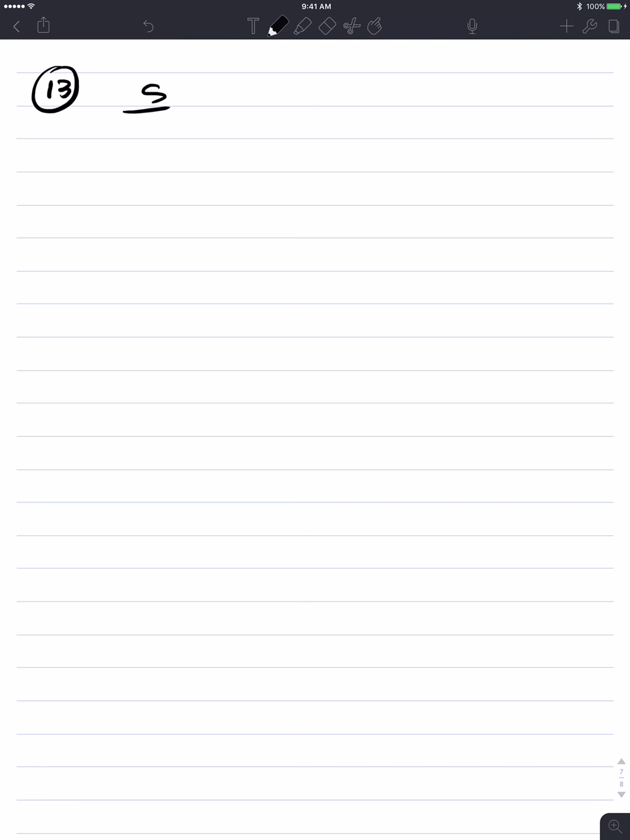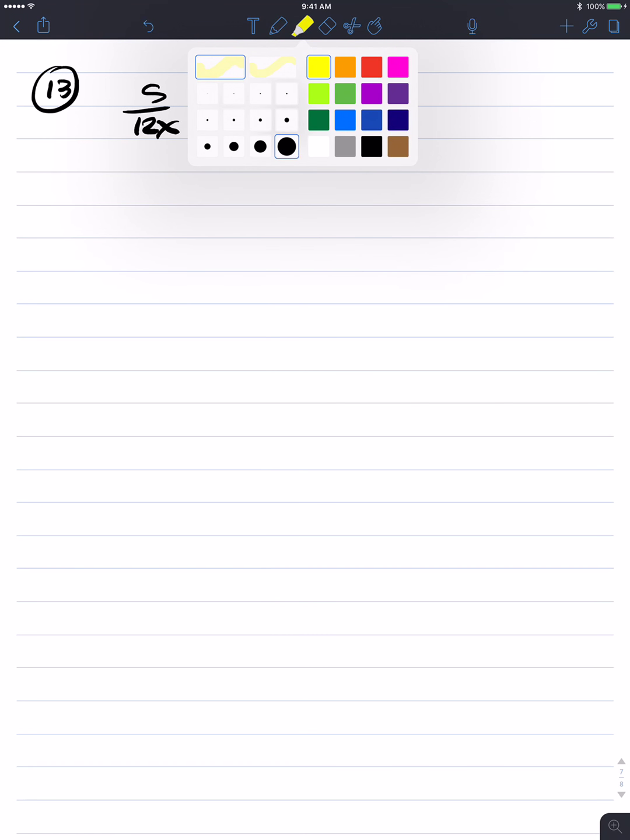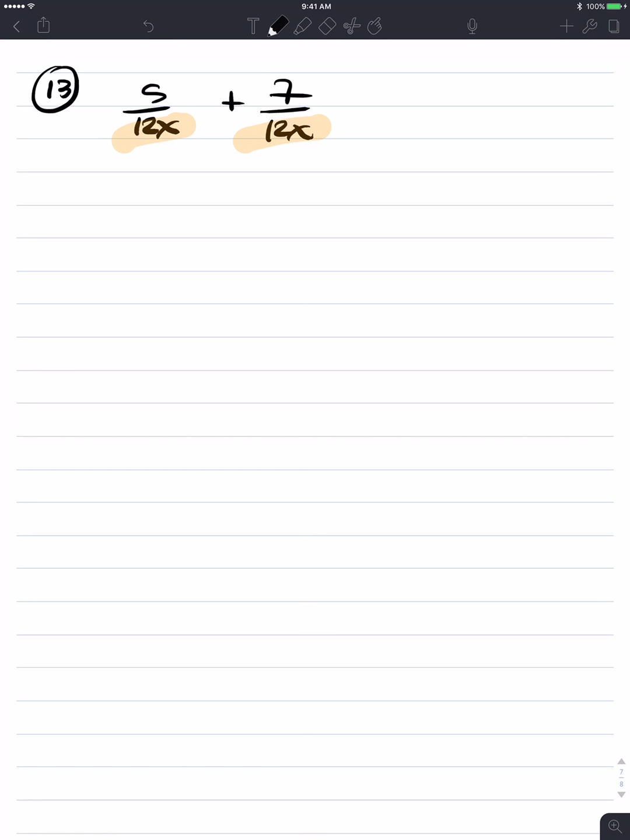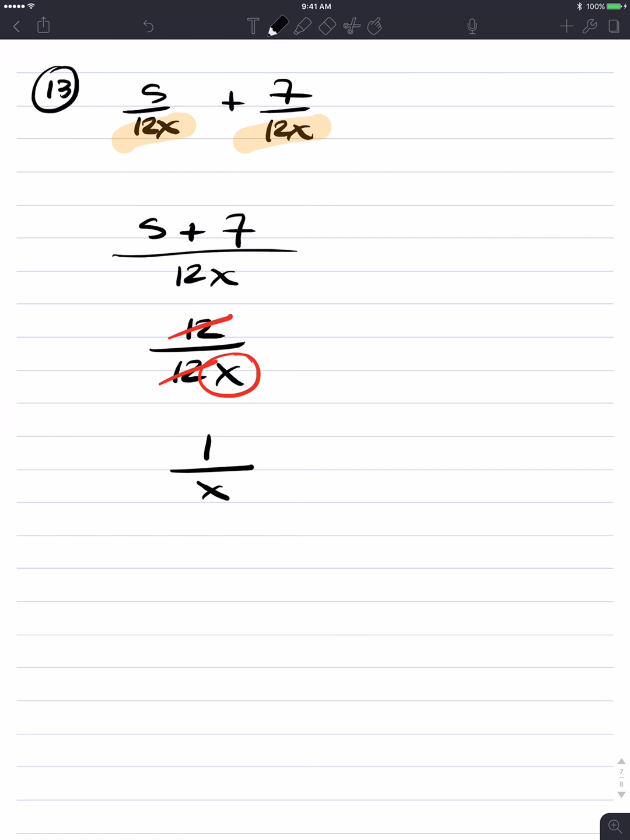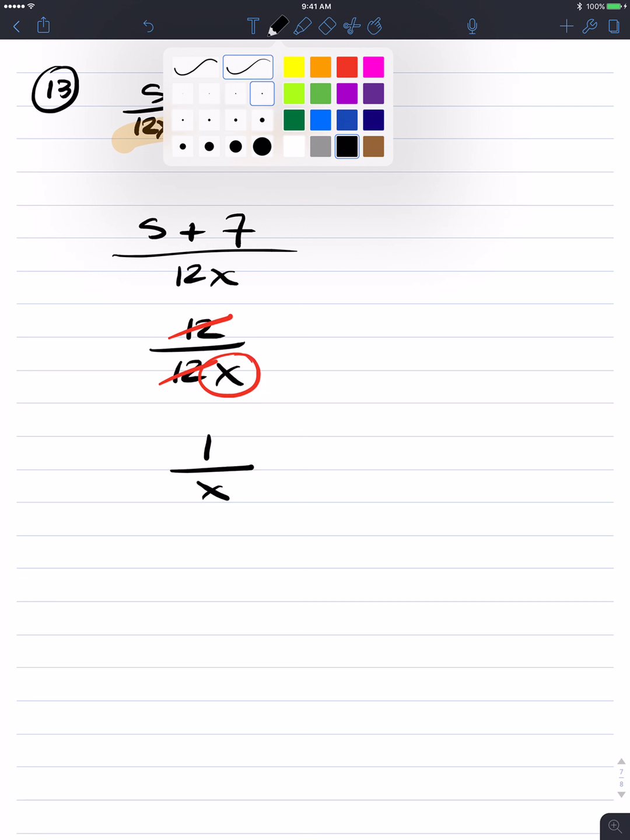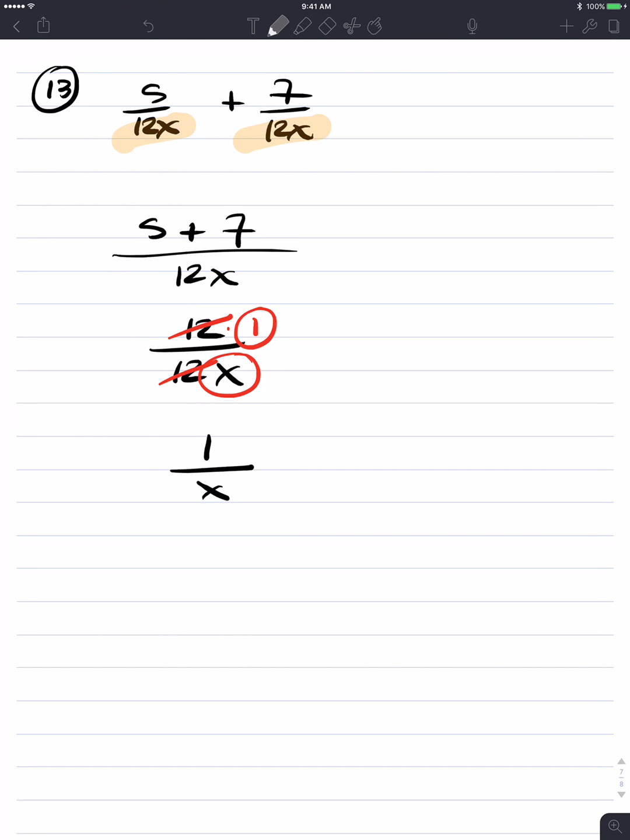Number 13. 5 over 12x plus 7 over 12x. They have the same denominators. So we have 5 plus 7 over 12x. 5 plus 7 is 12, so this is 12 over 12x. Now, if you are alert, you're going to notice that 12 and 12, these are the same numbers. I can cancel. I'm left with an x, but that x is in the denominator position. So I'm going to keep that x in the denominator position, and I put a 1 on top, because 12 can be written as 12 times 1, so your final answer is 1 over x. We're done.